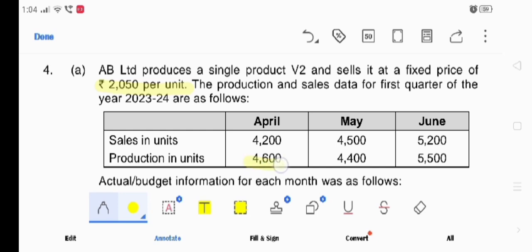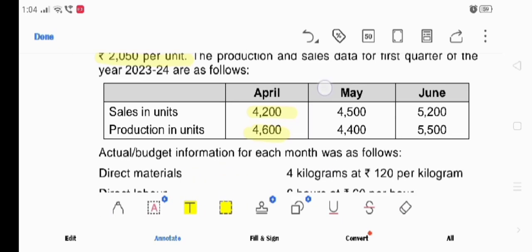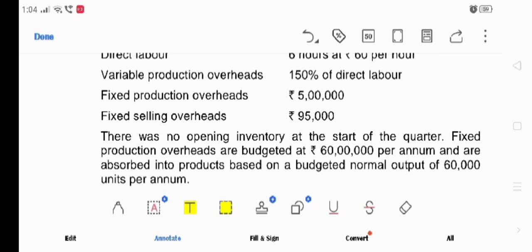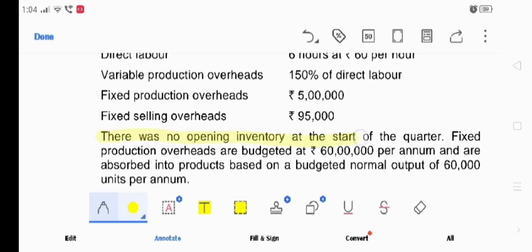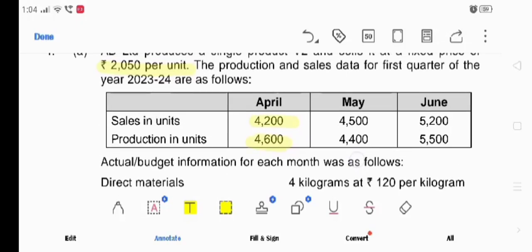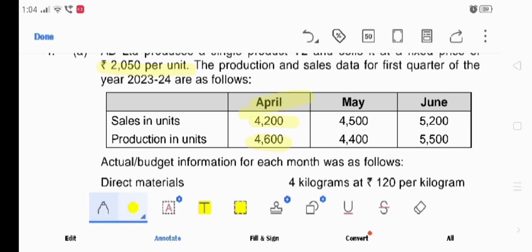So if production is done for 4600 units and sales only 4200 has been done, then what is left? 400 units are left. If there is no opening stock, then the entire 400 units are closing stock or not. So there was no opening inventory at the start of the quarter, which means at the end of March there is no closing stock, so that's why there is no opening stock for the month of April.